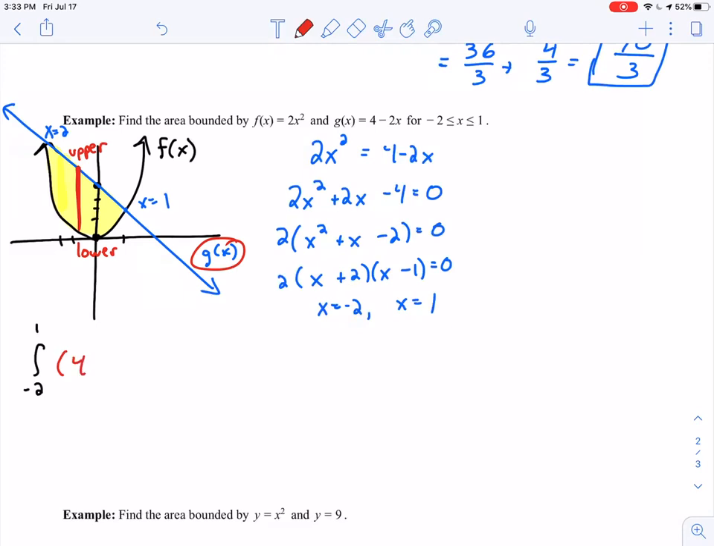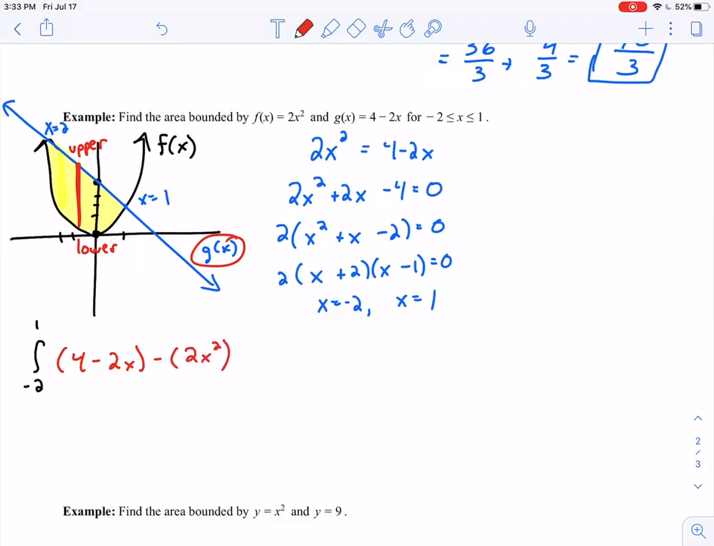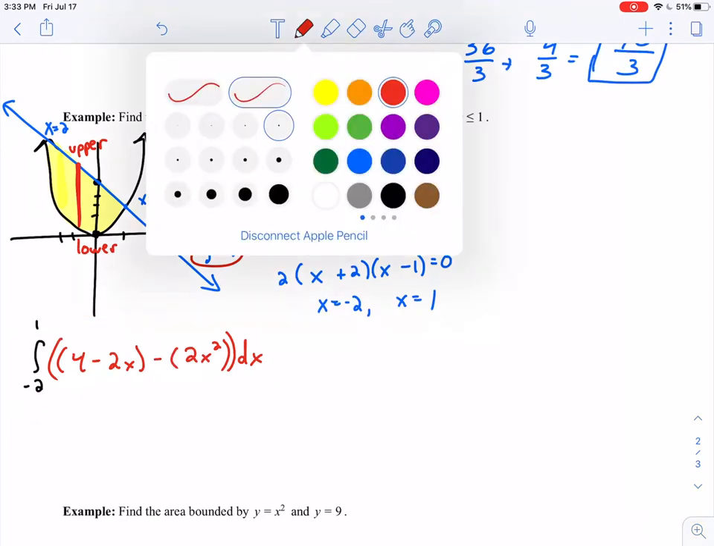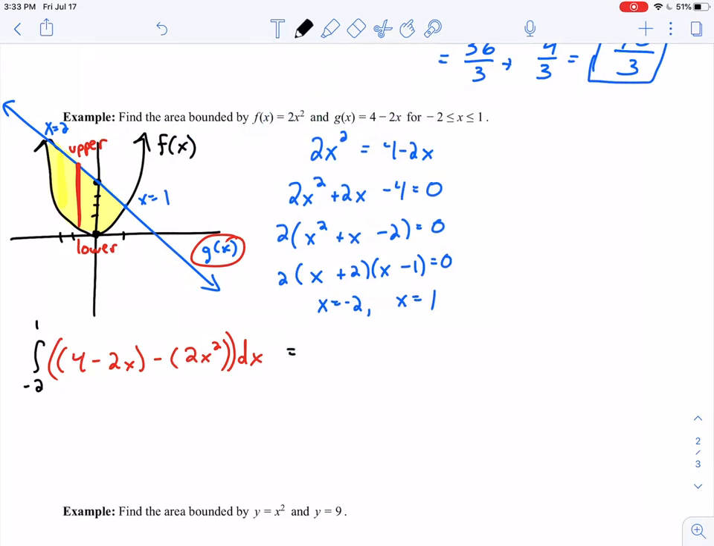I'm going to have 4 minus 2x, minus my lower curve, which is f of x, that is 2x squared, dx. So this is the definite integral that I'm trying to evaluate from here on out. So let's see if we can do that. Here it doesn't really simplify all that nicely. I will have, let's see, negative 2 to positive 1, 4 minus 2x minus 2x squared dx.